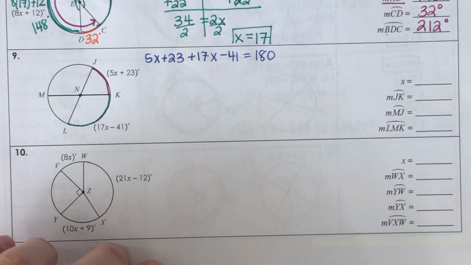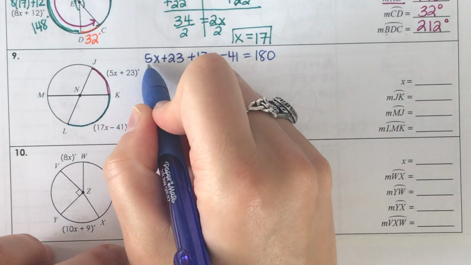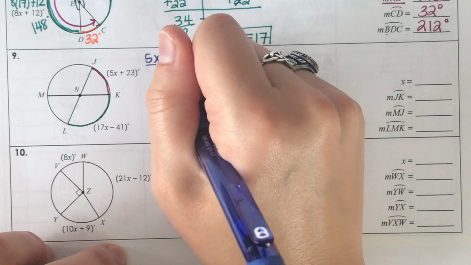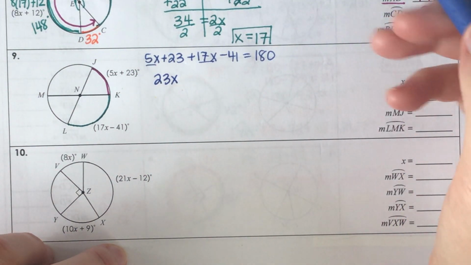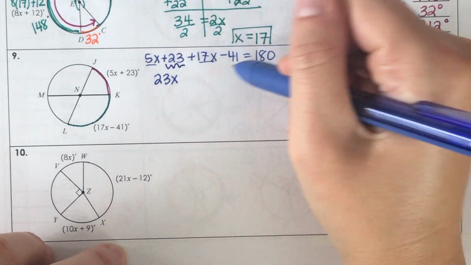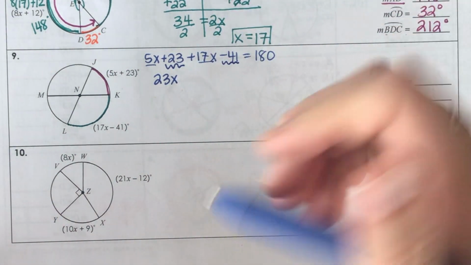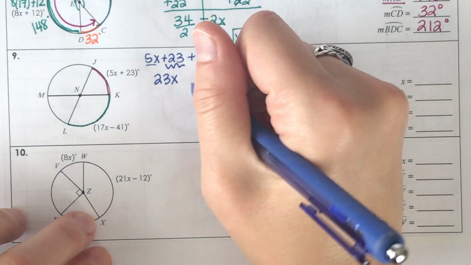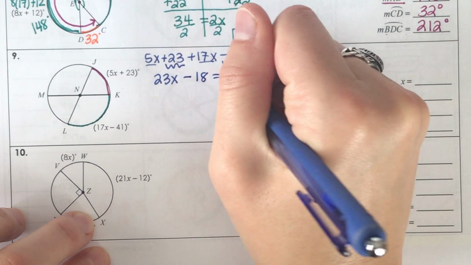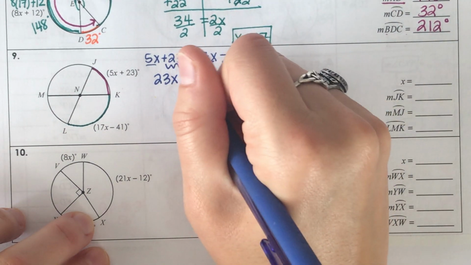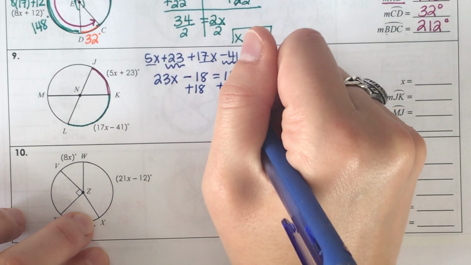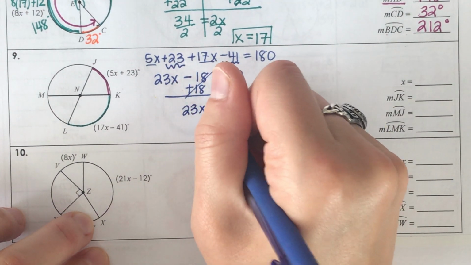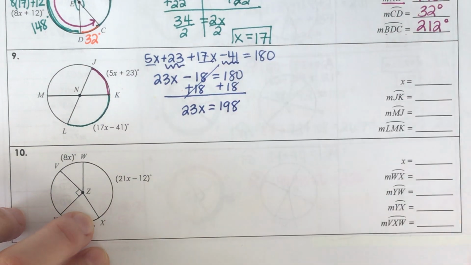Okay, so the first thing I'm going to do is combine some like terms. So 5x and 17x is going to give me 23x. And then I'm going to combine 23 and negative 41. And if I do that, I get a negative 18. I'm going to add 18 to both sides. I get 23x equals 198.